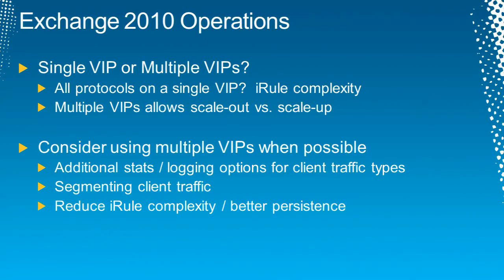In the future, if we were segmented, it'd be simpler to make an ActiveSync change because we know it's not going to affect the other traffic types. But like I said, that also means multiple URLs for users to know, which is a downside to the multiple VIPs.